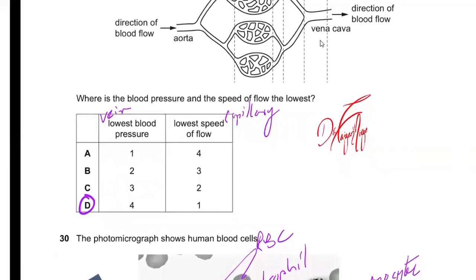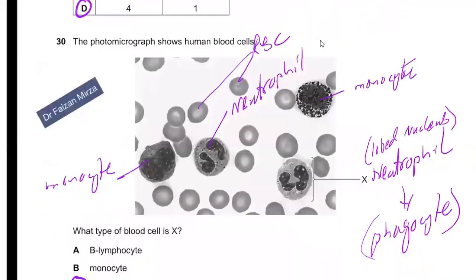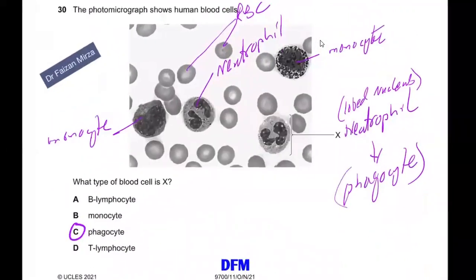So keep the fact in mind, blood pressure is least in the veins in our circulatory system. Actually, it's least in the right atria, but in the vessel, it is least in the vein. And the lowest speed of the blood flow is in capillary. So answer becomes D.